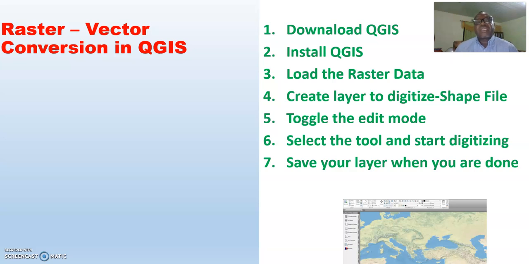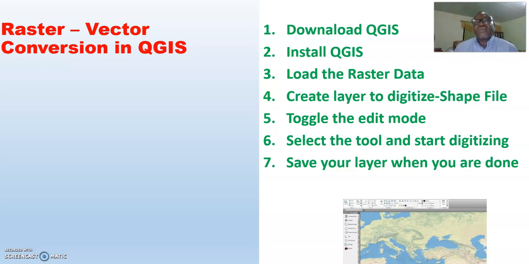So the process is just about 7 stages, which I look at this way. You download the QGIS, you install QGIS, you load the raster data, that is the image you want to digitize, you want to convert from raster to vector. Raster images are referred to as raster data, while the point, line, polygon data are referred to as vector data. Those were explained in detail in my previous lectures.